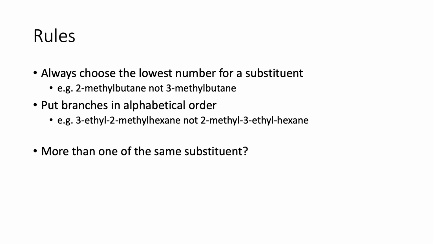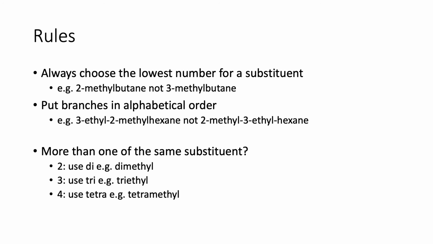If you have more than one substituent, you can use a prefix to denote how many there are. For two substituents the same, use di, for example dimethyl. For three the same, use tri, such as triethyl. For four the same, use tetra, for example tetramethyl. And so on and so forth as we go up the series: penta, hexa, hepta.